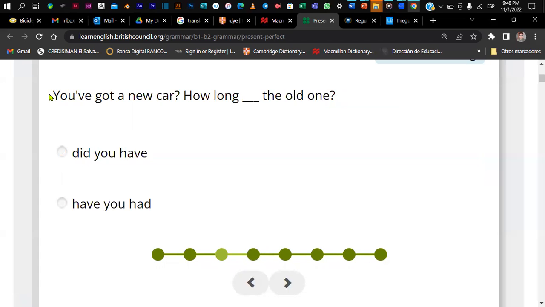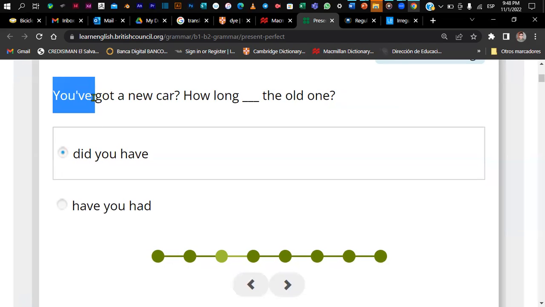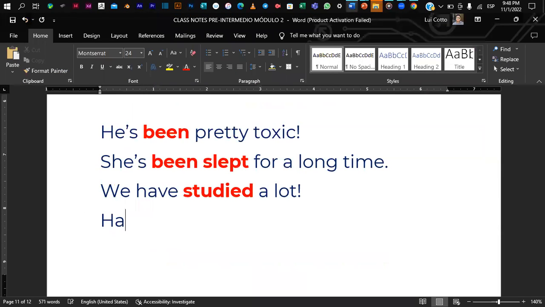You got a new car. How long have you had, did you have the old one? Okay, very good. This is a question that is in British English. They ask questions like this one: you've got a new car. They don't say, have you gotten? Have you gotten is American English. Have you gotten a new car?